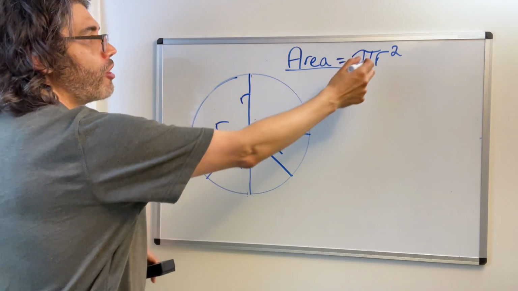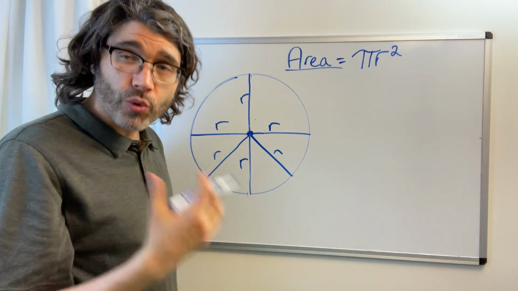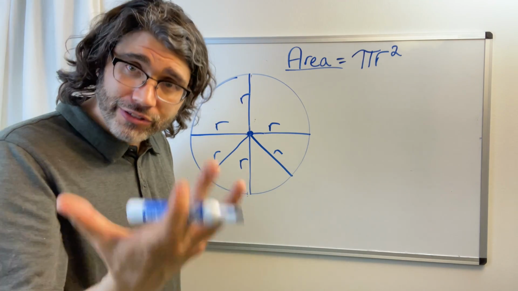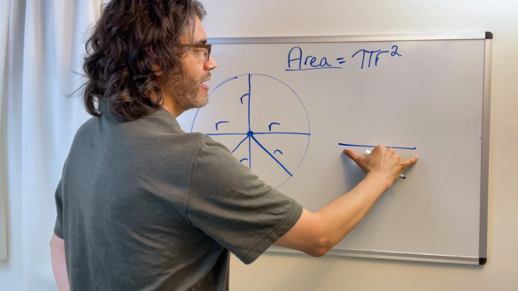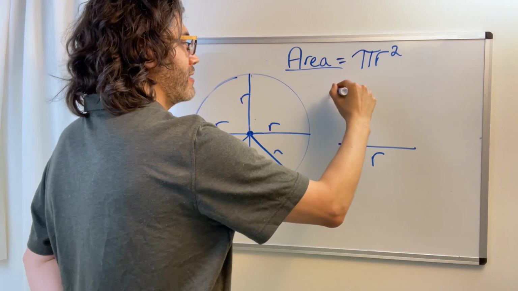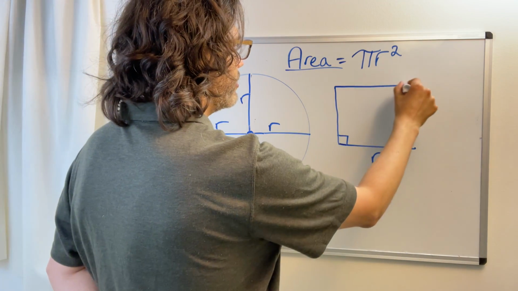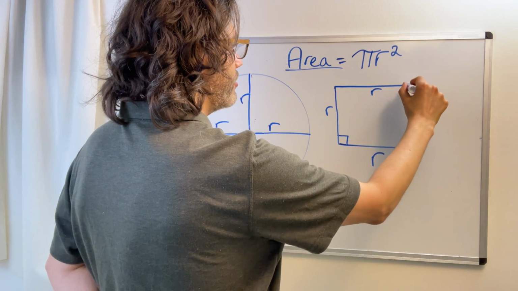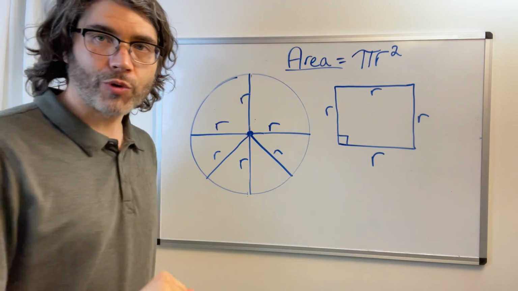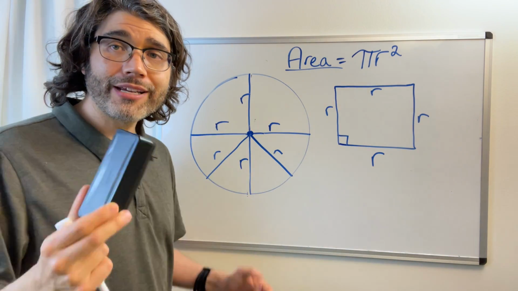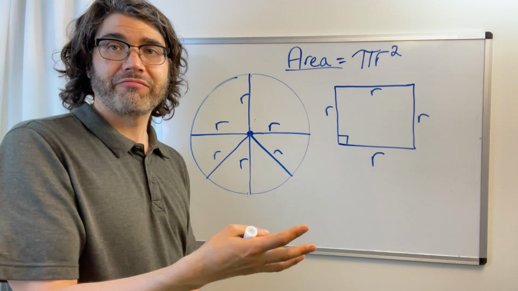So what does r squared mean? Well, r squared means a square made of r's, literally. So if you have a radius that is this length, then you would have a radius that is this length, and let's make that a nice 90 degree angle. And then you would have another radius length, and then another radius length. See how this is an r square? Sounds like a pirate or something. So here's the thing. This is a square radius, if you think of it.